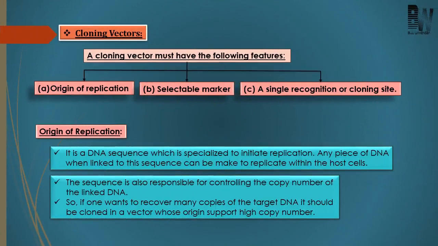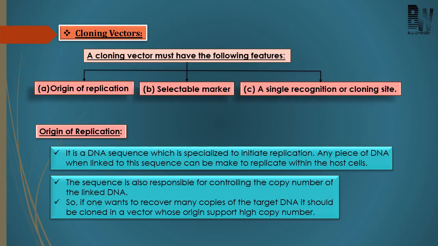Hello students, so coming back to chapter number 11, that is Biotechnology Principle and Processes. Today in this video class we will discuss the characteristics of one of the important tools of recombinant DNA, that is vector or cloning vector. Now come to cloning vector.